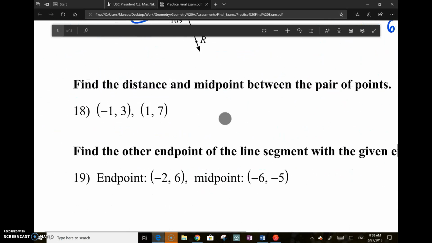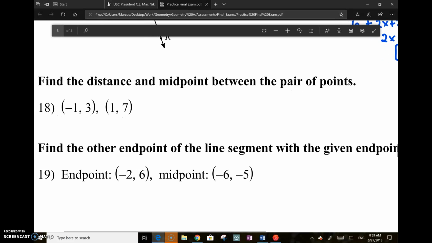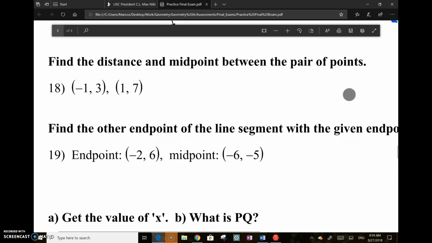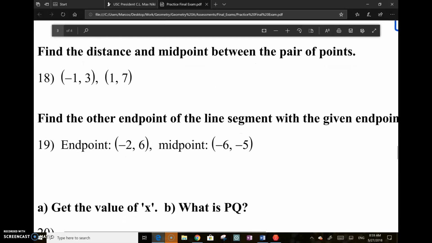Number 18. Find the distance and the midpoint between the pair of points. All right. This is a question that takes 2 parts, and I think what I'm going to do is actually approach this question in my next video because I am running out of time. And so I'll pick it up with number 18 and go on from there.